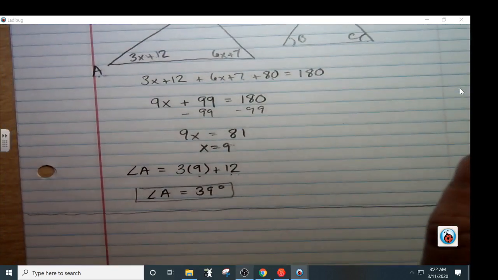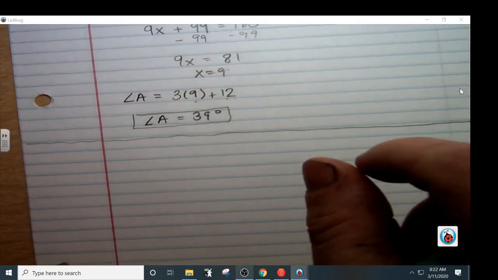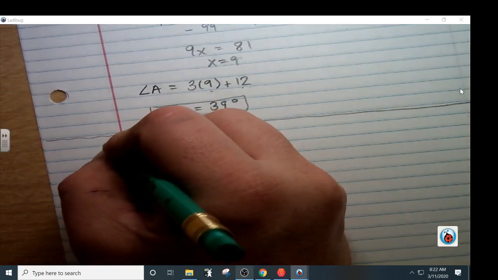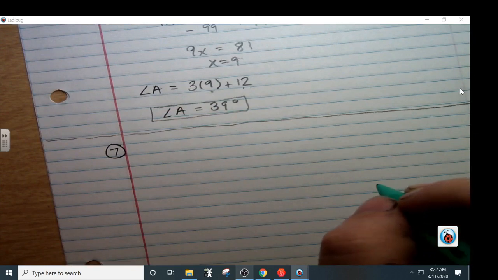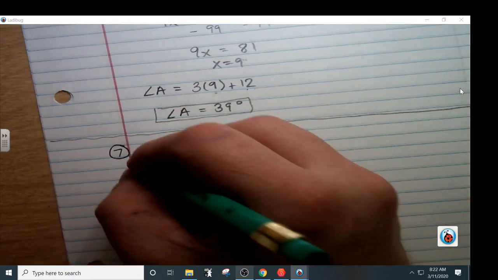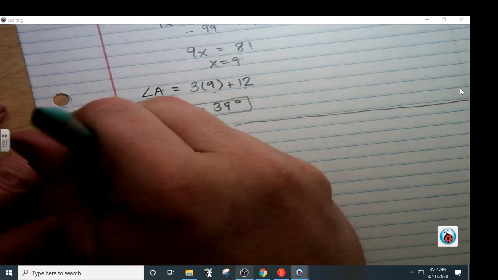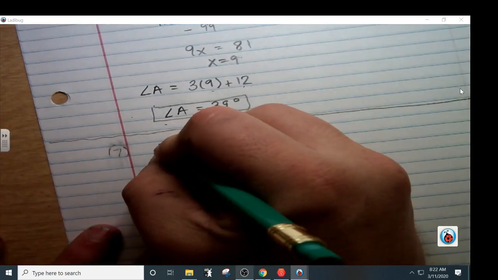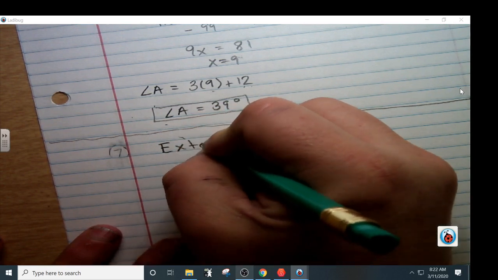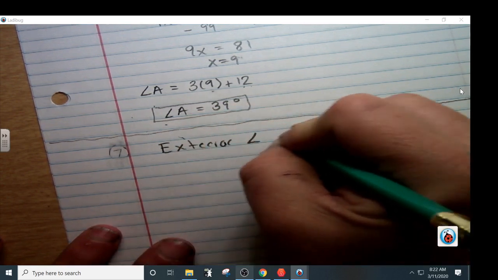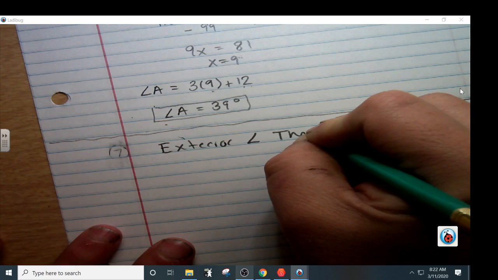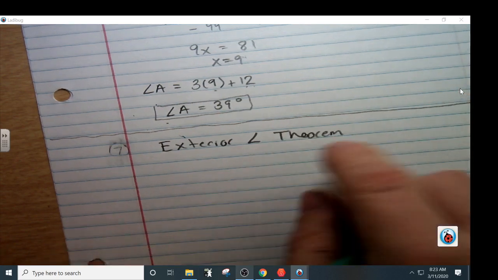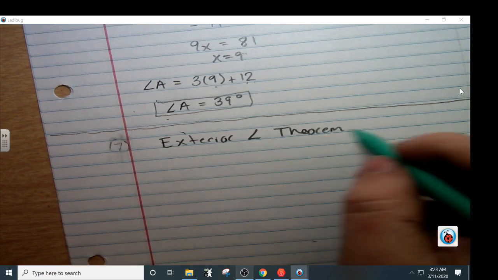The one that a lot of people struggle with is the next topic. I'm not sure if you guys have been introduced to this before. All right, guys, what does this symbol mean? Angle, right? That means angle. So this is called the exterior angle theorem.